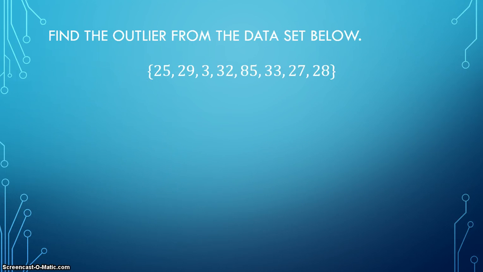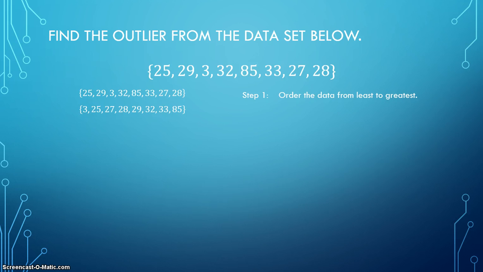Alright, so I'm going to show you how we do this. As you can see, I have an example on the screen. I have a set of data: 25, 29, 3, 32, 85, 33, 27, and 28. And we're going to look for an outlier. Now, if we take a look at the set, we're going to do the first step, which is order the numbers from least to greatest. So I'm going to go ahead and order the numbers. It is now in order of 3, 25, 27, 28, 29, 32, 33, and 85. And now the set of data is in order.